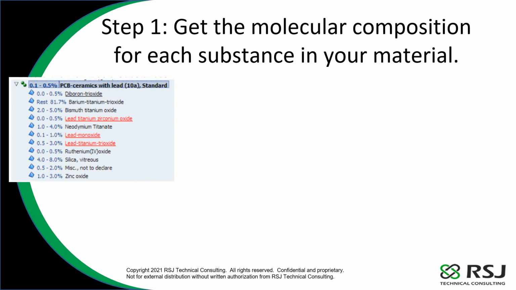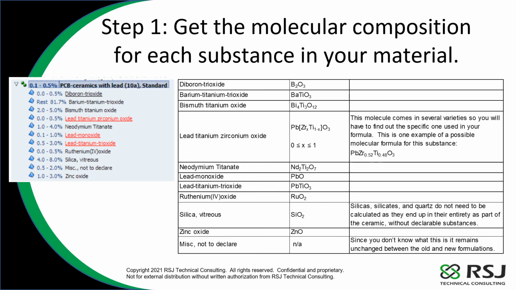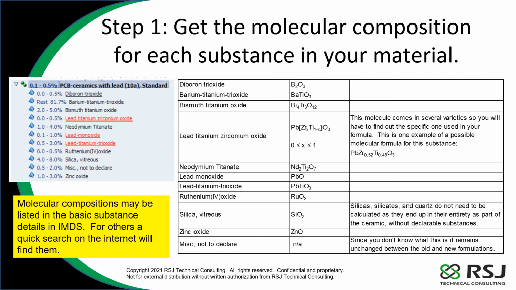So, step 1. Get the molecular composition for each substance in your material. So here's a list of the molecular composition. For instance, diboron trioxide is B2O3. A lot of times the formula will be listed in IMDS, but if it's not, you can go to the internet and Bing it or Google it or Yahoo it or search however you care. You will be able to find it.